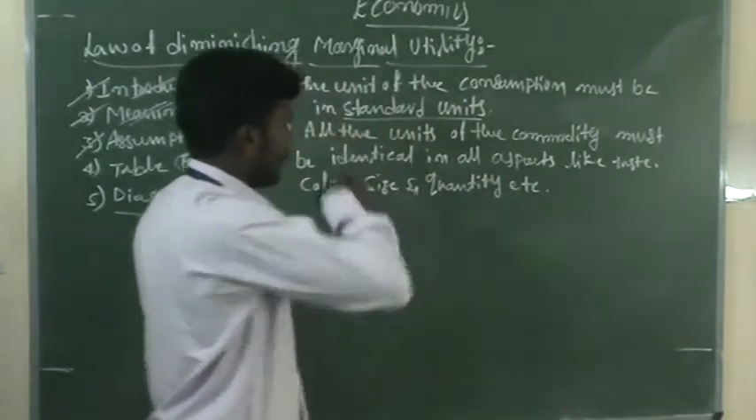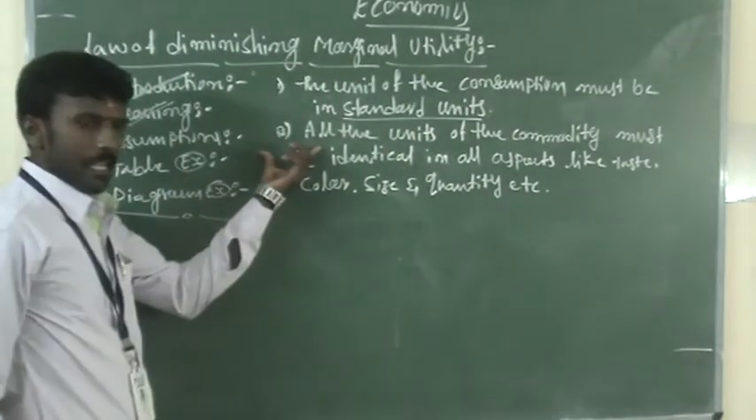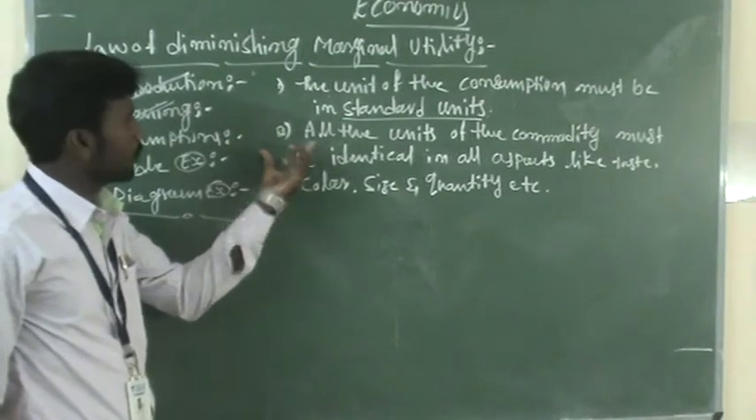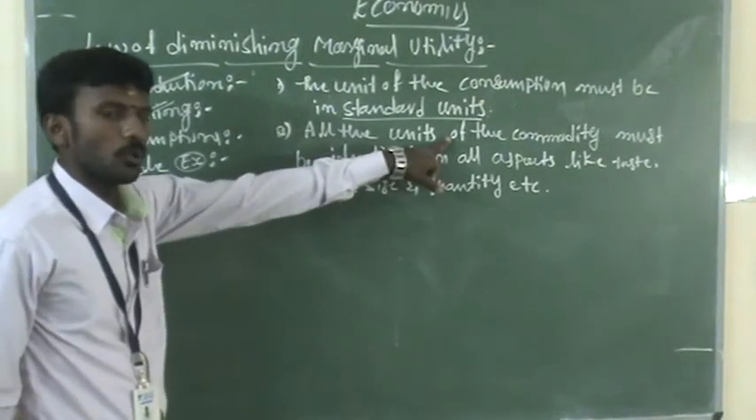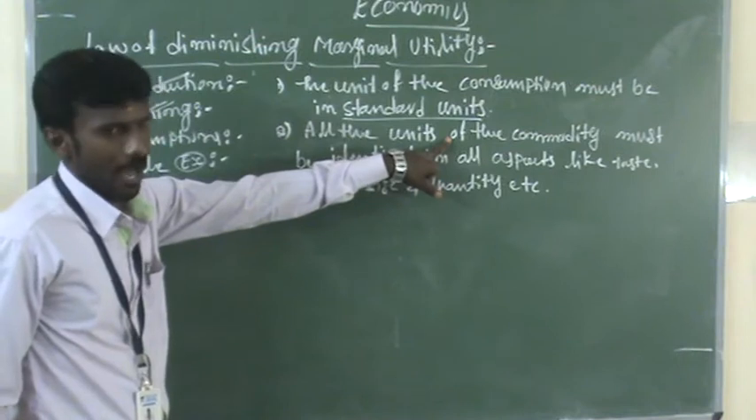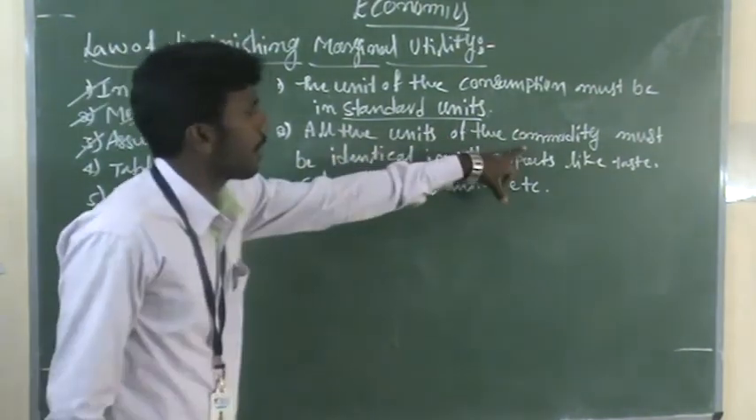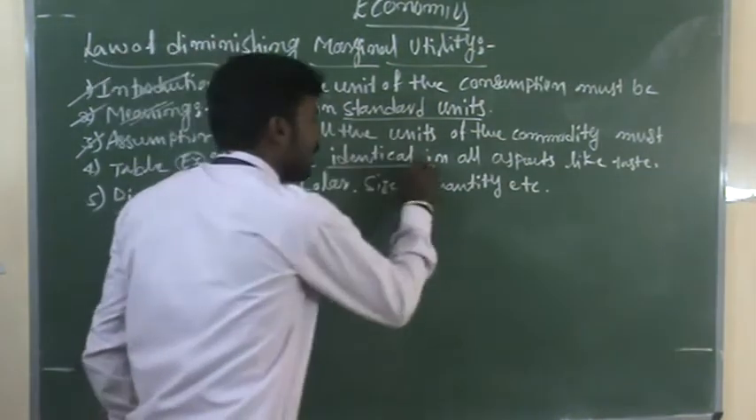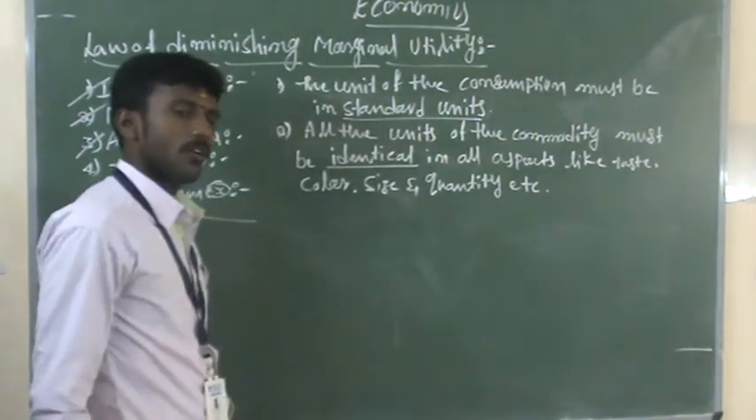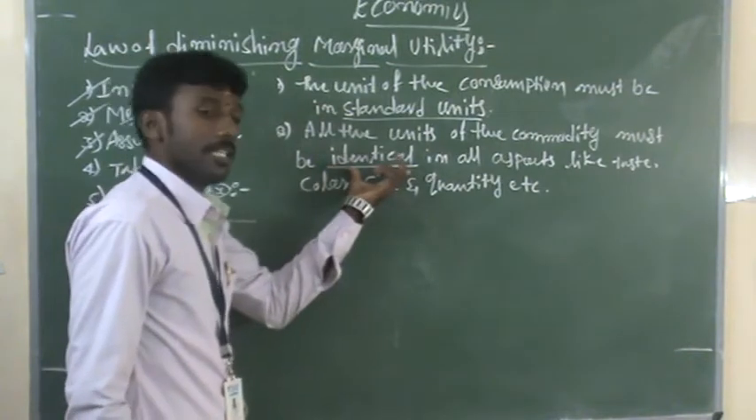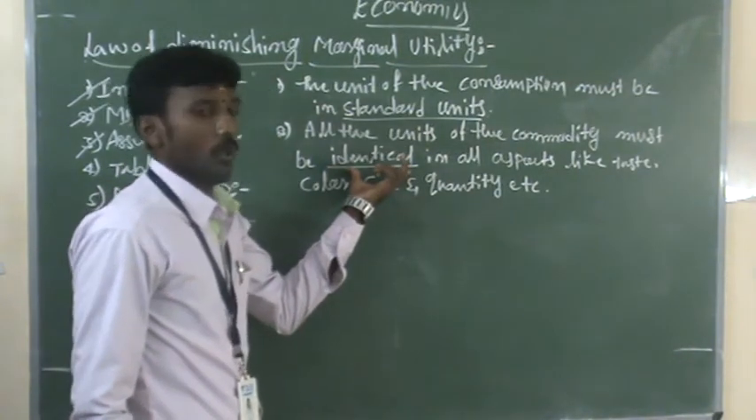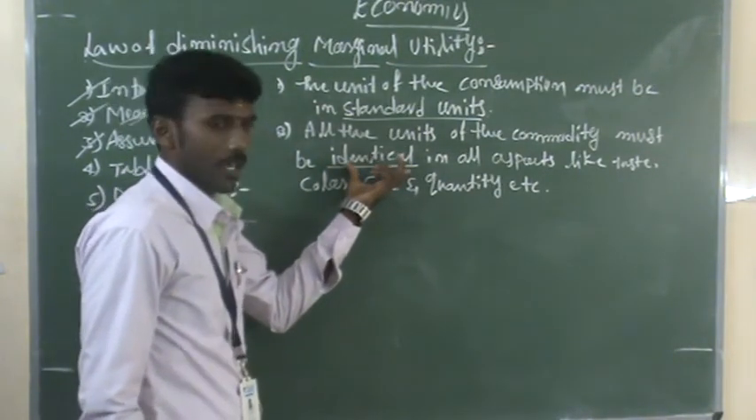See students, the second important assumption of LDMU is here: the commodities we are going to use, the consumed commodities, are the consumption goods. All the units of the commodities must be identical. Identical means what? Identical is nothing but same.